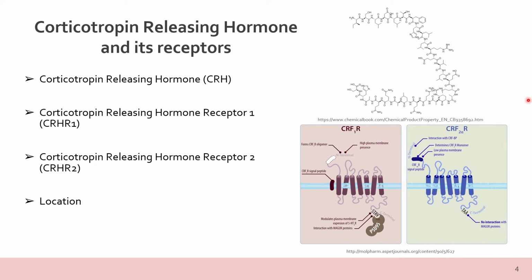CRH can mediate this response via 2 receptors, CRH receptor 1 and CRH receptor 2. Receptor 1 is known for having a role in pro-inflammatory mechanisms, while receptor 2 plays a role in the anti-inflammatory response. Both of these receptors have a G-coupled protein structure, shown in these pictures. Now, where can we locate them throughout the body?